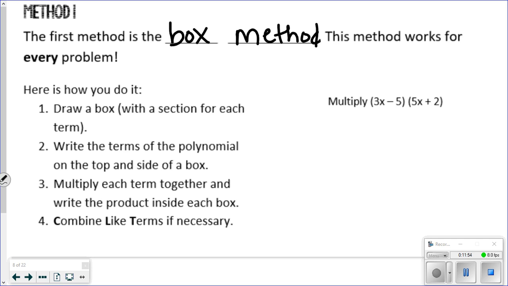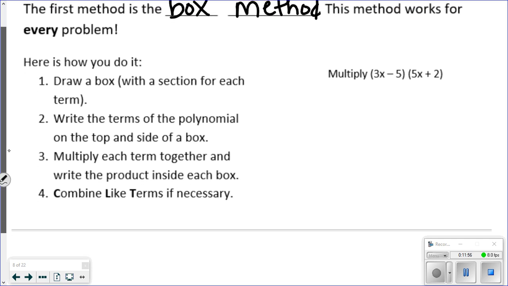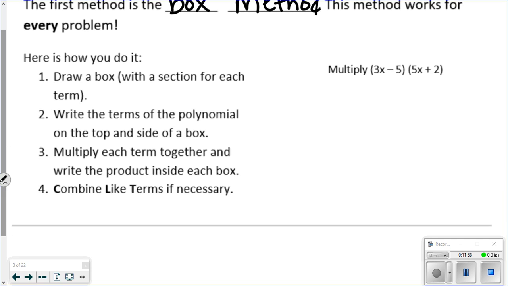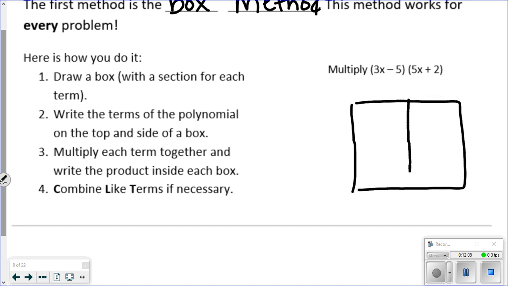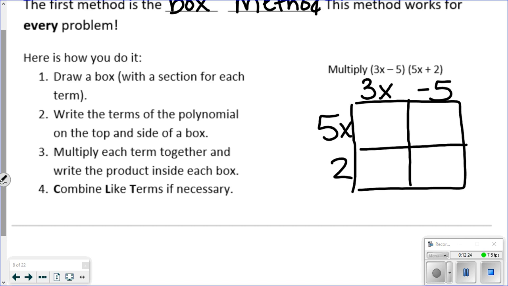And so what we're going to do is draw a box, and we have to have a section for each term. So if I have a binomial, that means I need to have a 2 by 2. 3x would go here, -5. There's 2 terms, so they need their own boxes. And then 5x and a +2.